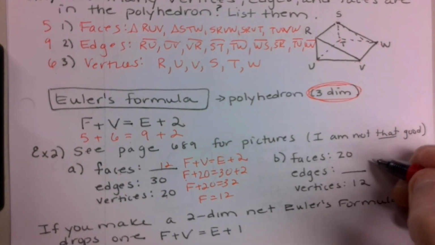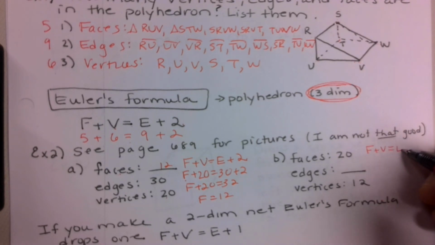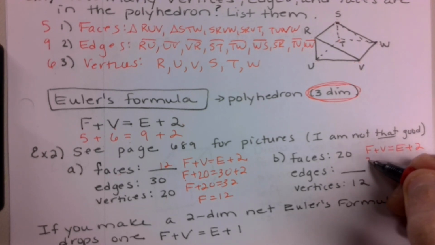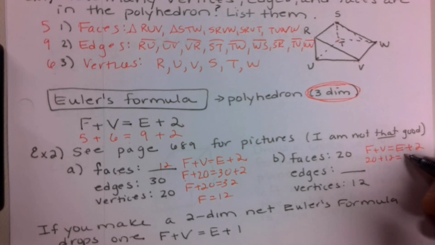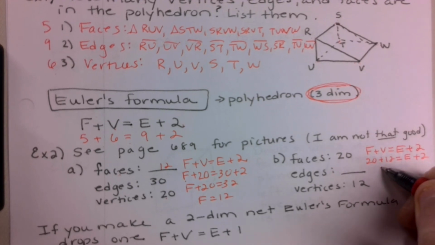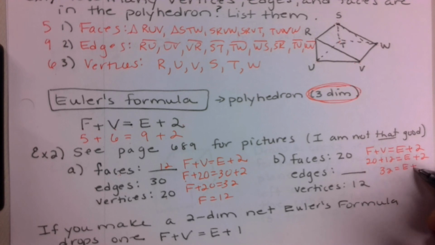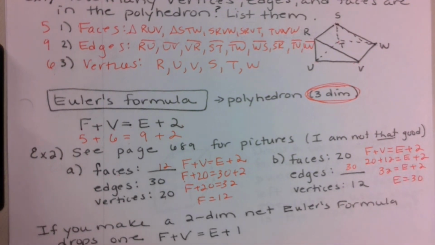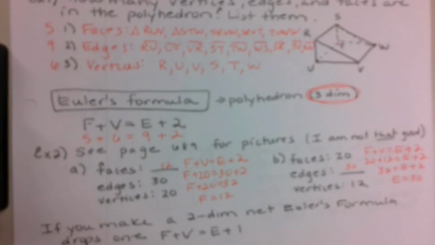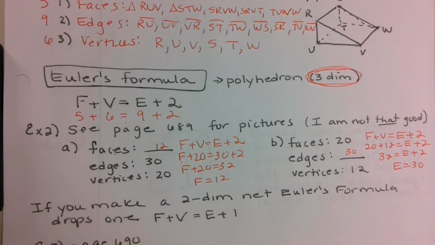Over here, same thing. F plus V equals E plus 2. Faces are 20, vertices are 12, edges we don't know, plus 2. Subtract the 2 from both sides, and we get 30. So that's pretty straightforward.